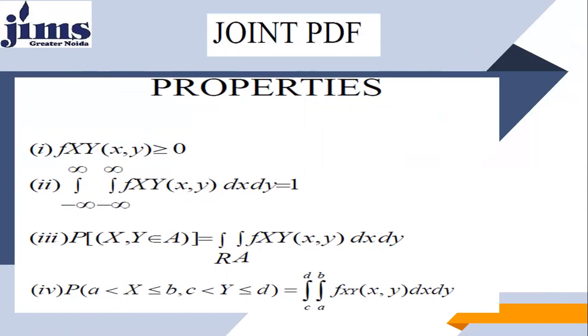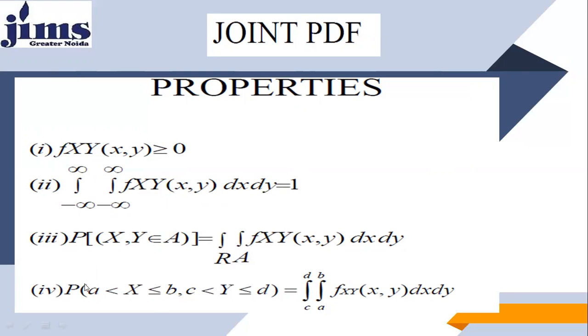There are some properties of joint PDF. Number one, the joint PDF of any two random variables is always greater than or equal to 0, meaning it is a non-negative quantity. Second, if you integrate this joint PDF function with the limits given in the question, then you will get 1. You get a 100% guarantee. Third, if you have a specified range, then you put that specified range in the integration and you will get the probability.